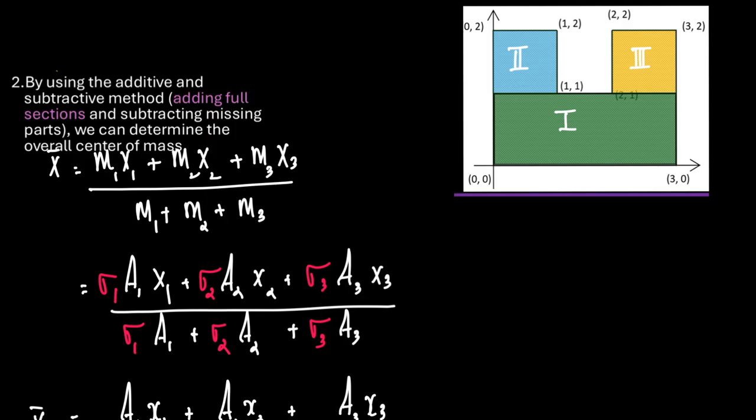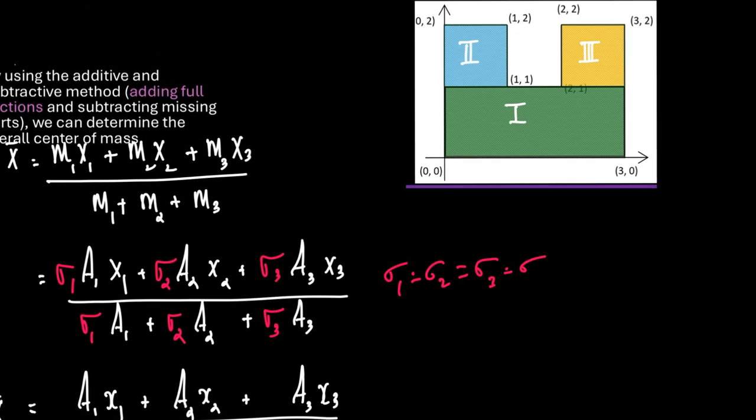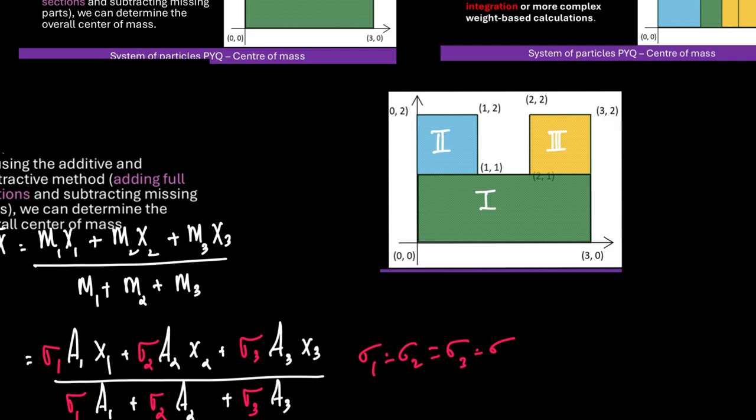We already have discussed this part, right? And if all these sigma 1, sigma 2, sigma 3 are representing uniform density, then sigma 1 is equal to sigma 2 is equal to sigma 3 is equal to some sigma. In which case these sigmas from the numerator and from the denominator can be cancelled, and what we get is a1 x1 plus a2 x2 plus a3 x3 by a1 plus a2 plus a3. X bar and y bar determined in this manner will be the coordinates of the center of mass. Okay, so that's how we use the composite body method.